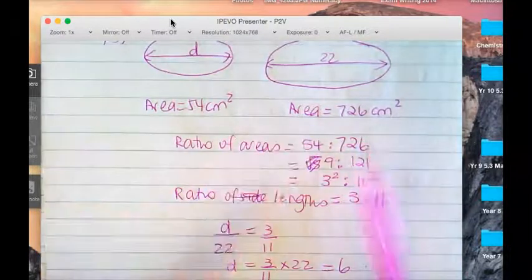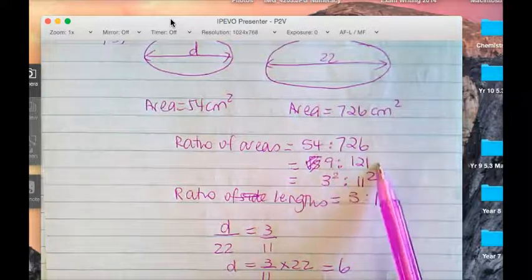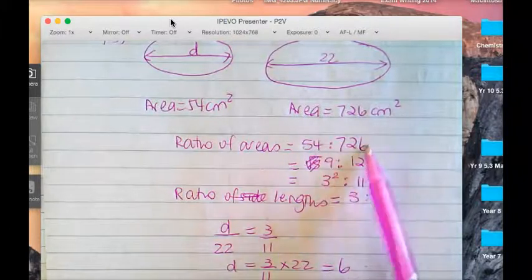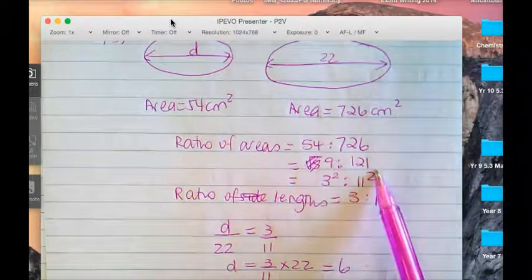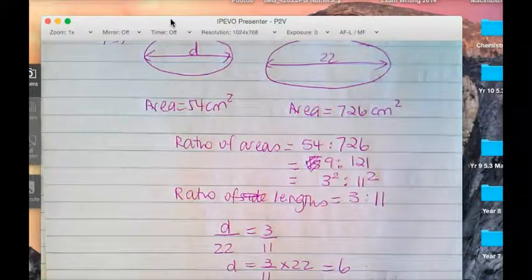Girls, the important thing here was to simplify the fraction so that you can see two square numbers. The important thing here is simplify that until you get two square numbers. Does that make sense? Then you write 9 and 121 as 3 squared and 11 squared.